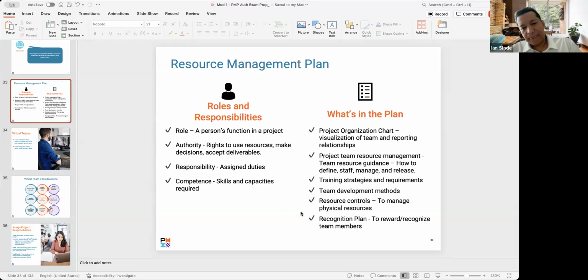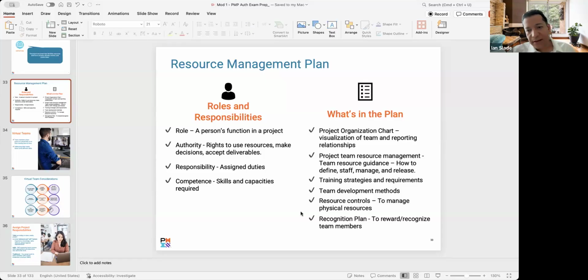For version 7, when we talk about resource management, it includes human resources, your actual team members, and it also includes your materials, equipment, and supplies. So resource management includes the human resources, the people, and it also includes your physical resources. And this is your equipment, materials, and supplies, okay? So just have that in mind when you see questions about resource management.